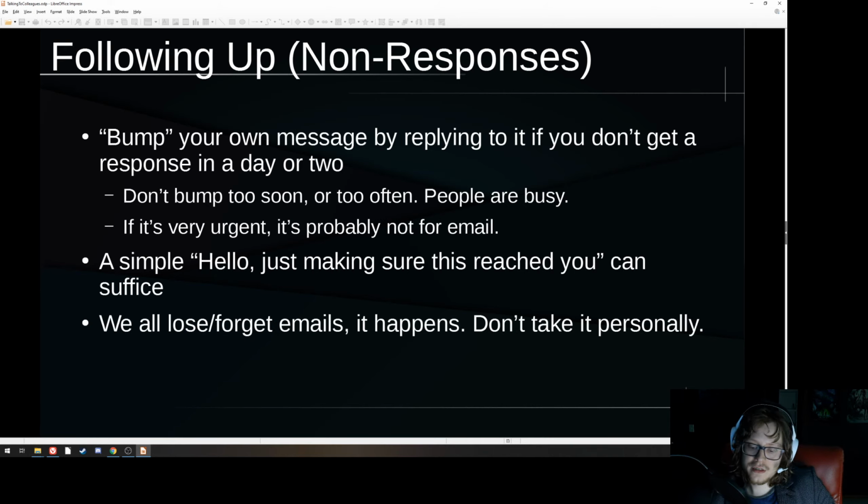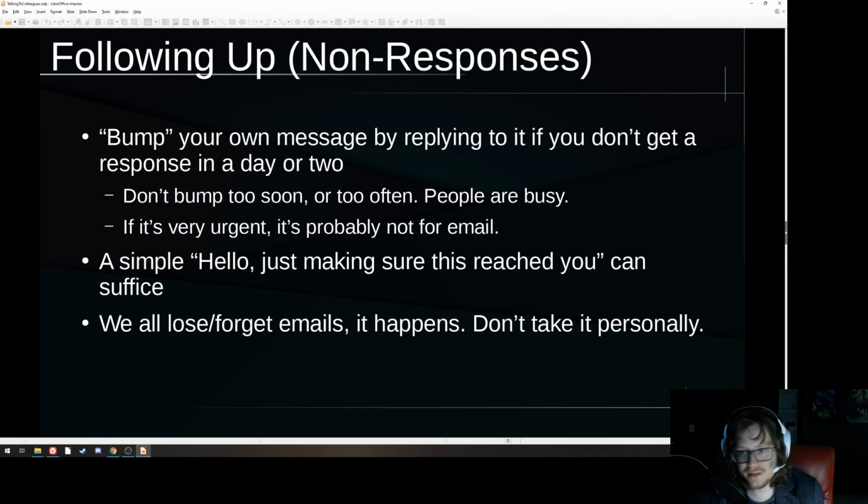One of the hardest parts about email culture is getting ghosted. In the last month, I've gotten ghosted on something like every email I've sent to people at this institution. It happens. It's fine. Don't get offended by it. If you don't get a reply to your message in a day or two, remember, email is not urgent, so a day or two is not a terrible timeline, although realistically, a day is long enough to wait.